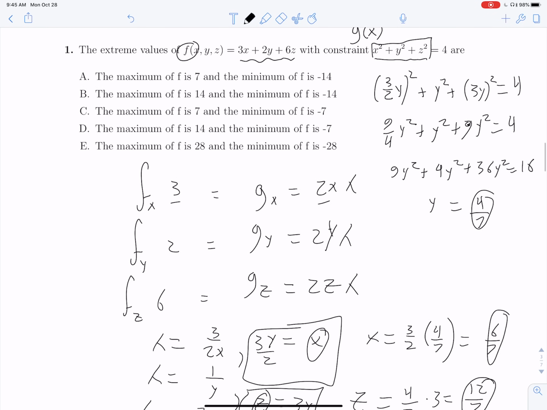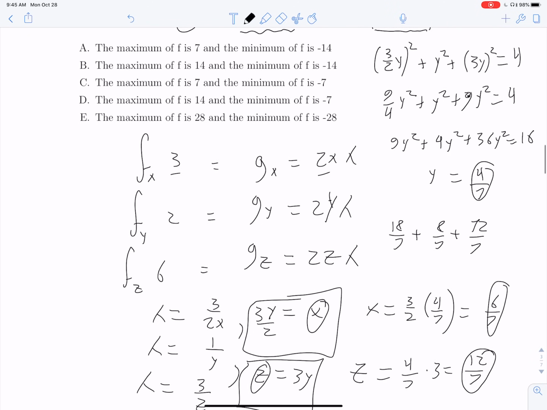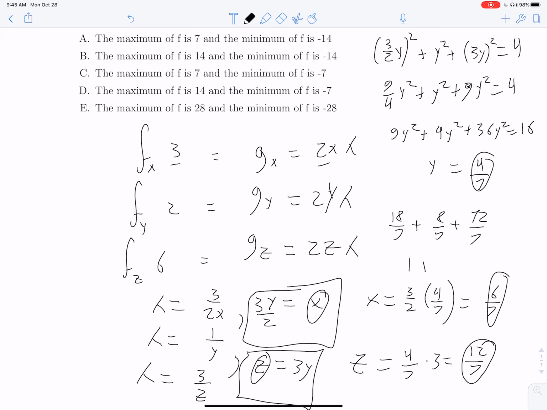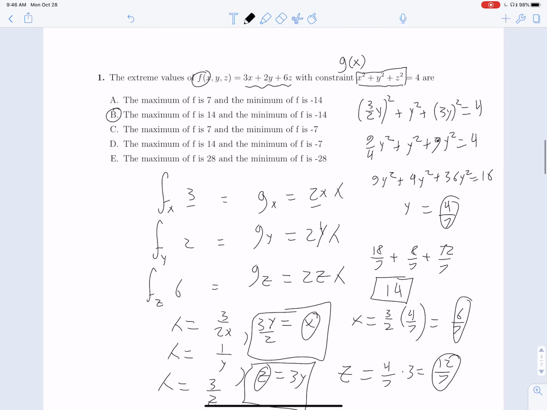And so if we plug these in, we'll get 3x, which is 18 over 7, plus 2y, which is 8 over 7, plus 6z, which is 72 over 7. And we add all of that up, and we get 14. And since we know that constraint function is made out of squares, we know that our minimum will be equal and opposite, so our answer is B.